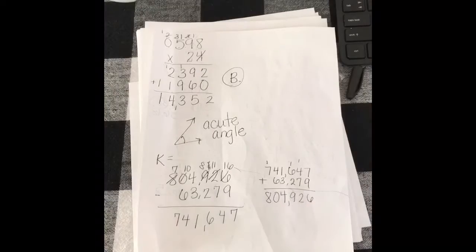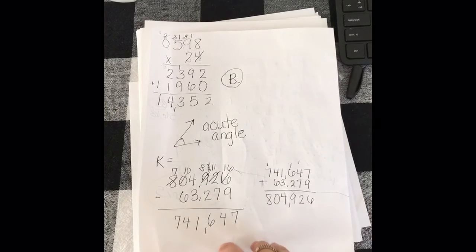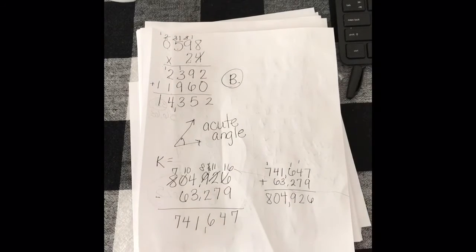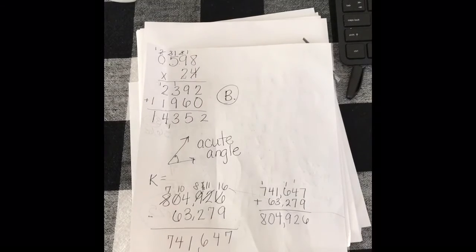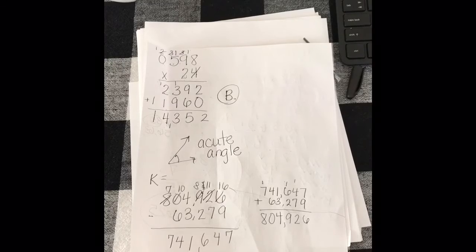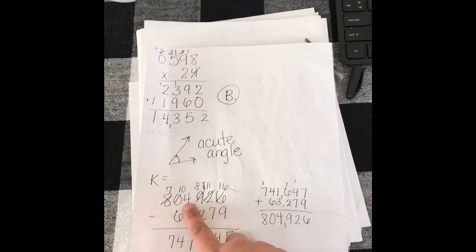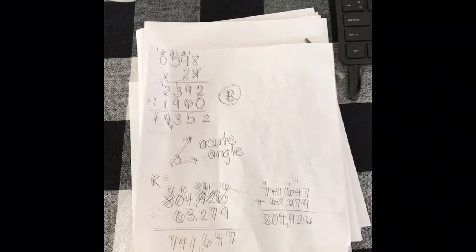Okay, boys and girls, so what I did here was I solved the subtraction equation, and then I did the inverse operation to just double check my work, giving me a difference of 741,647. I know I was accurate because I did my inverse operation and it was the same as my minuend.